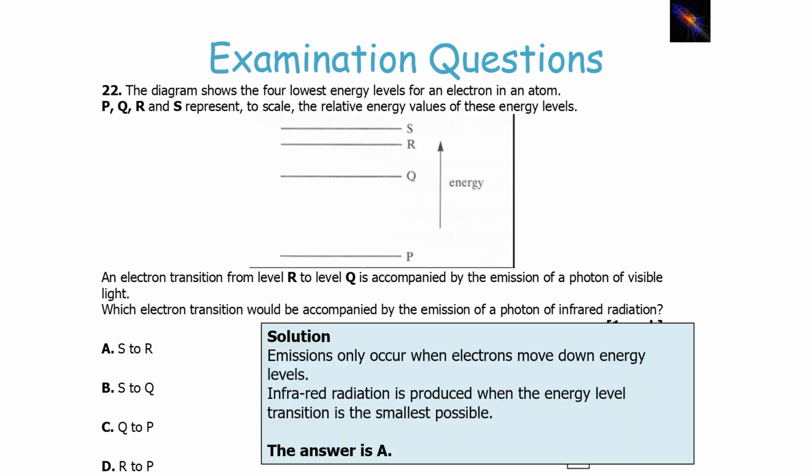Now emission only occurs when the electrons move down the level, so anything up can't be the case, and infrared radiation is produced when the energy transition between the 2 levels is the smallest possible, so our answer is going to be A, S to R. So that's a very important idea to work through.